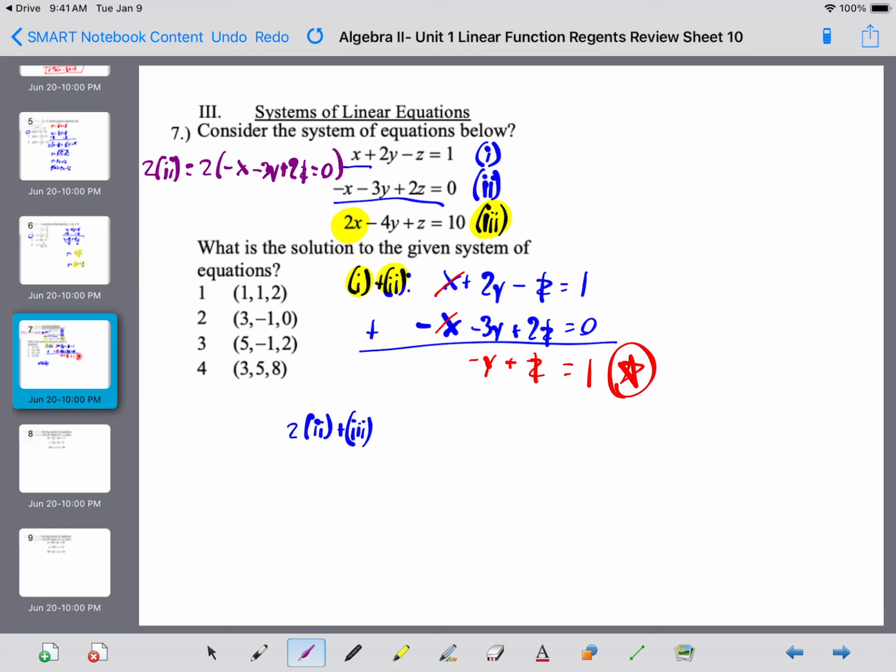Make sure you're doing it on both sides of the equal sign. So you would have negative 2x minus 6y plus 4z equals 0. 2 times 0 is 0. So we did do the distribution, you just can't really see it.